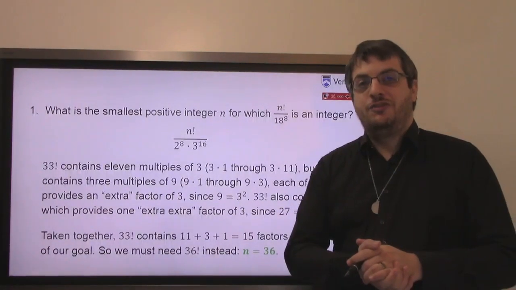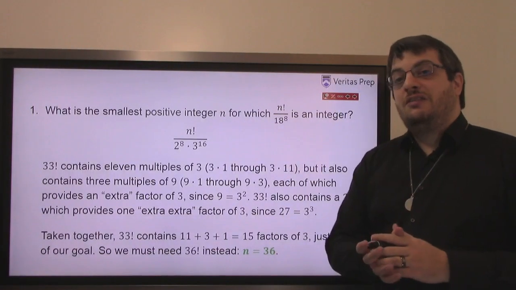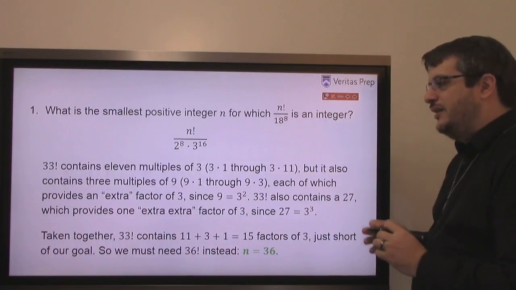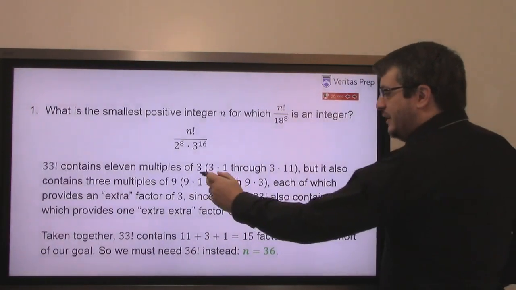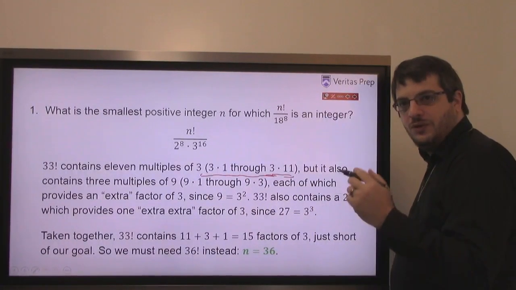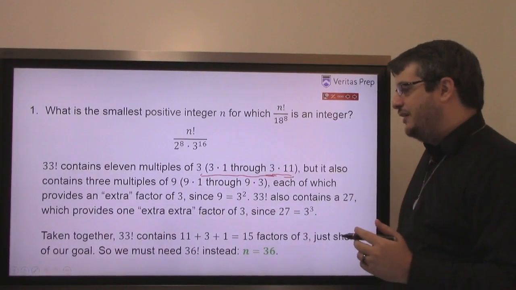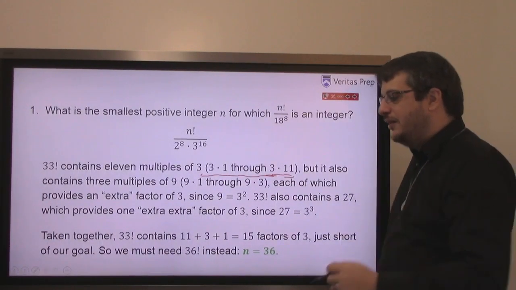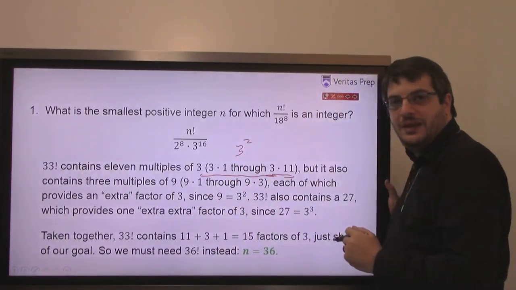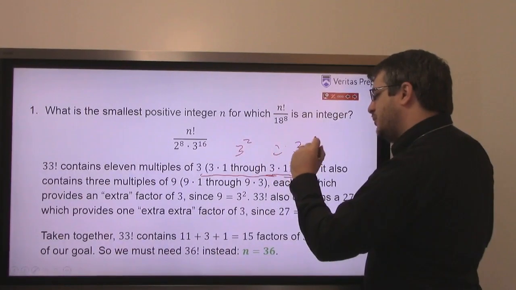Drew asks, why do we do 11 plus 3 plus 1 equals 15? Because what I'm doing here is I'm counting the factors of 3. And right here, I see 11 of them, okay? I see 3 times 1, 3 times 2, 3 times 3, etc. I see 11 factors of 3 in those numbers, except then I look back and I say, wait a minute, but there was a number in here that was 3 squared. And that 3 squared gave me an extra 3. And there was a number in here that was 2 times 3 squared.